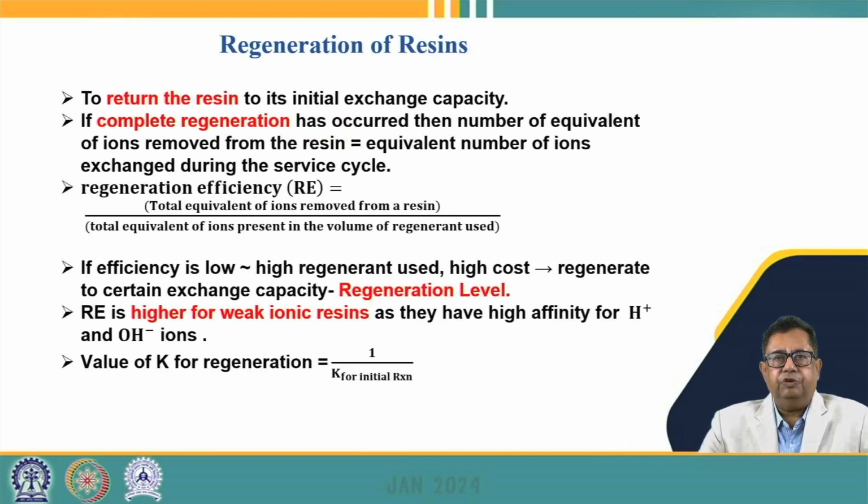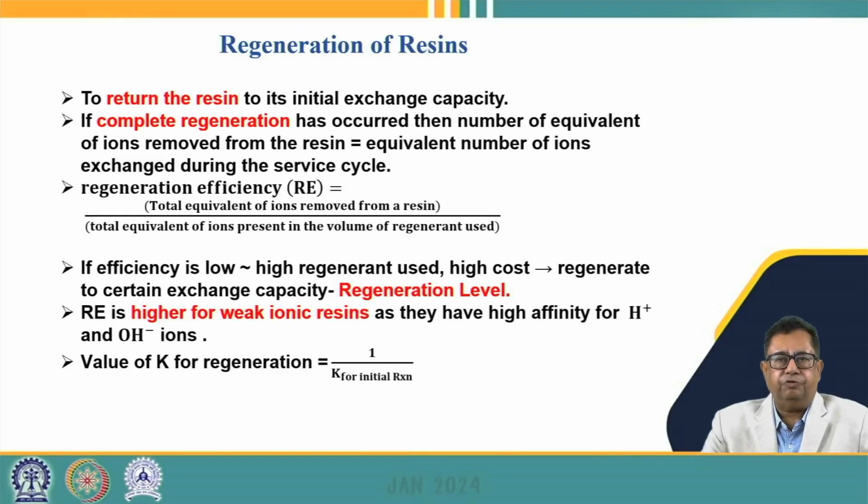Now regeneration of resins means that we return the resin to its initial exchange capacity. It is possible that we may take it back to the initial exchange capacity, or we may not be able to. So it tells us about regeneration efficiency. If complete regeneration has occurred, this means that the number of equivalents of ions removed from the resin during regeneration is equal to the number of ions which were exchanged during the service cycle. Okay, so this means that complete regeneration has happened in that case.